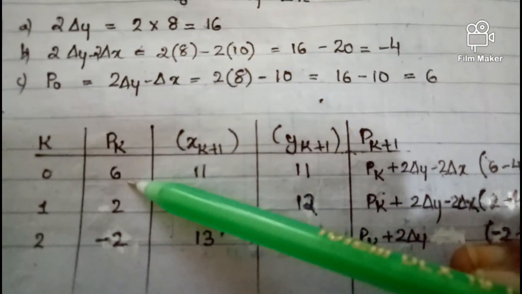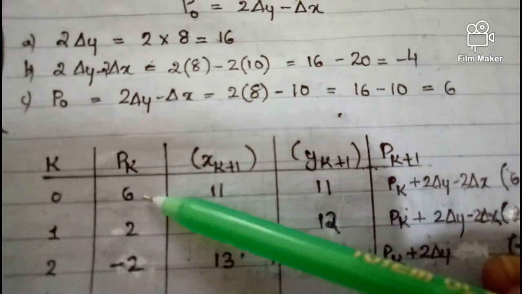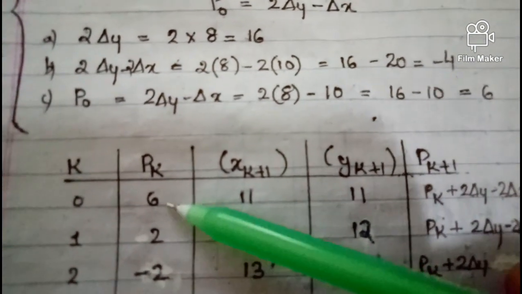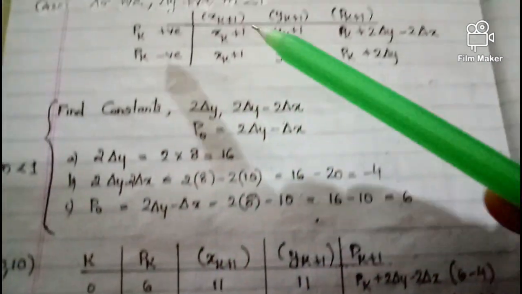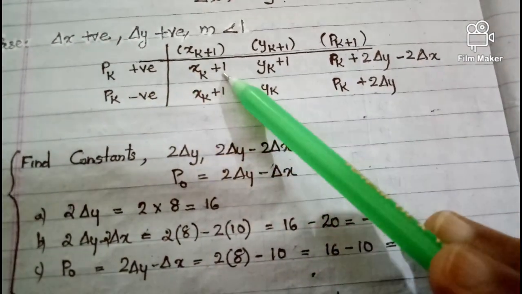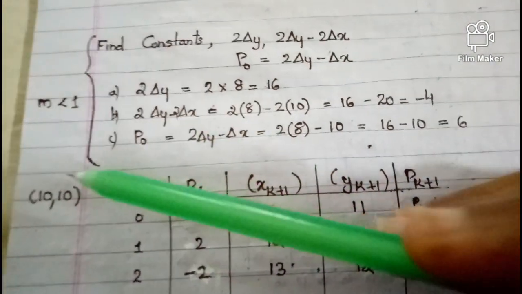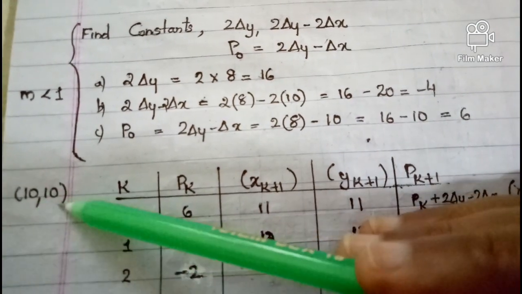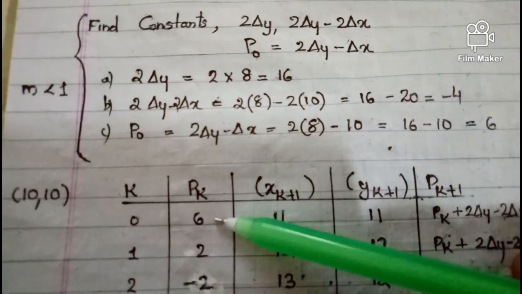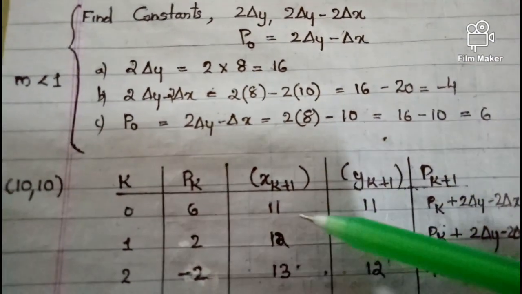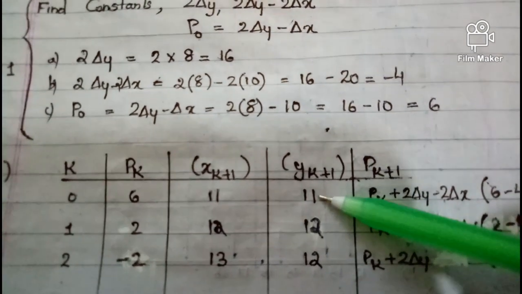After computing the pk value, you have to check whether the sign of pk is positive or negative. Here the sign of pk is positive. And as per the rule, if pk is positive, x and y should increment. The starting point was 10, 10. Since pk is positive, x will increment to 11 and y will also increment to 11.